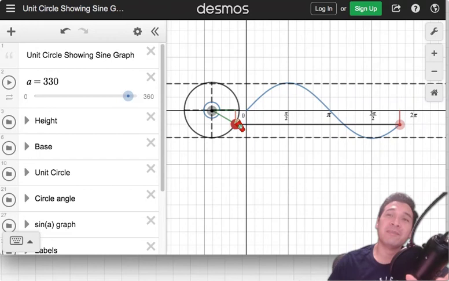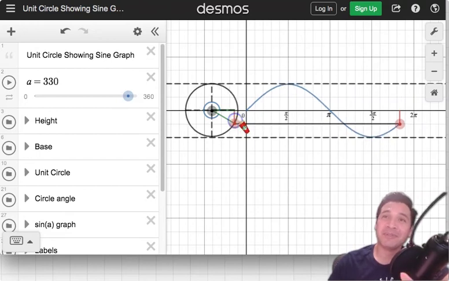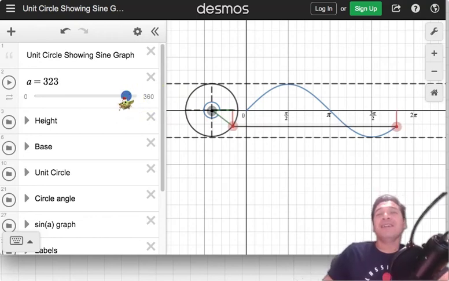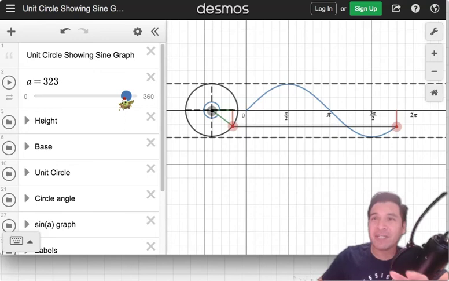Okay, I'm not doing that on purpose. I just literally cannot remember that I'm not supposed to grab that part. I'm supposed to go over here. Anyway. Okay, so hopefully you get that visual of how the unit circle can generate the sine graph.